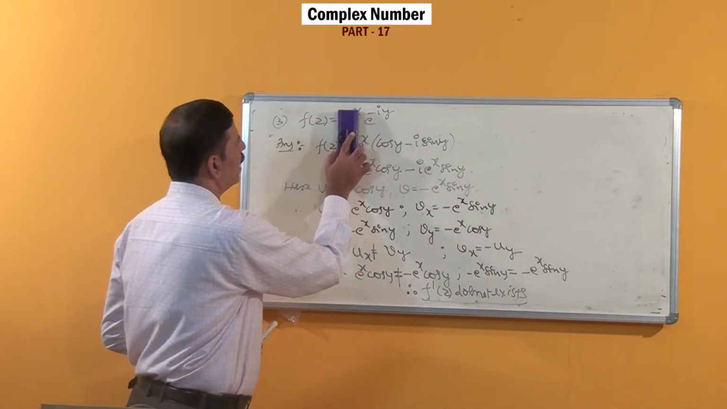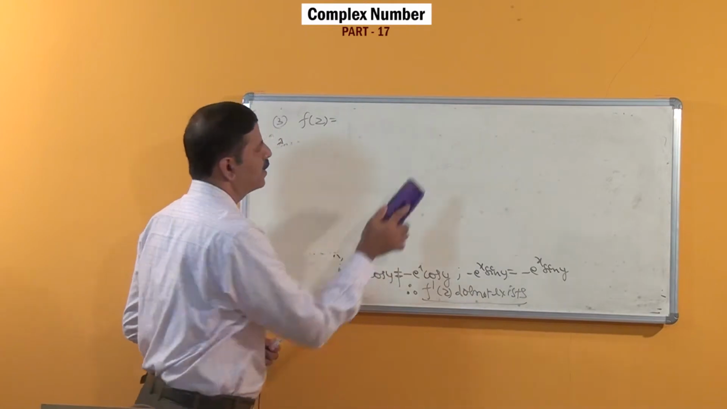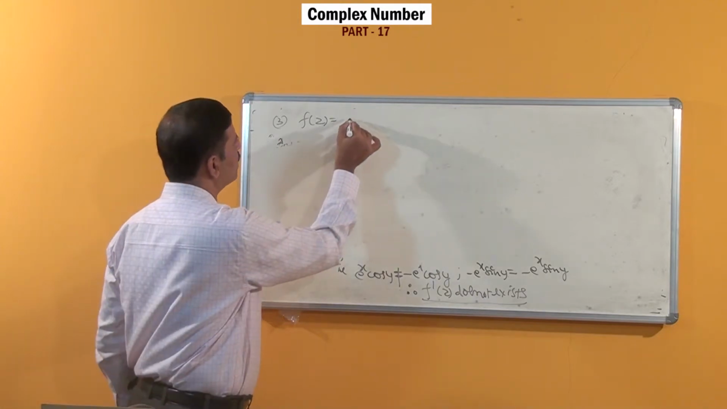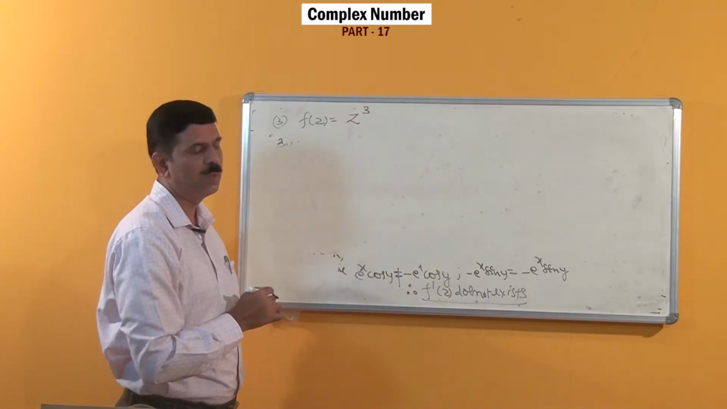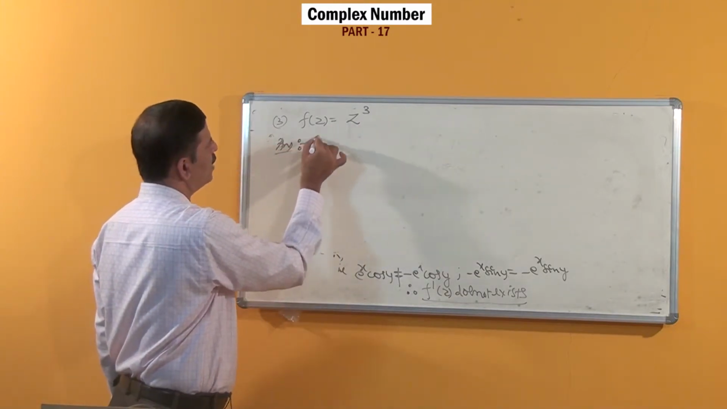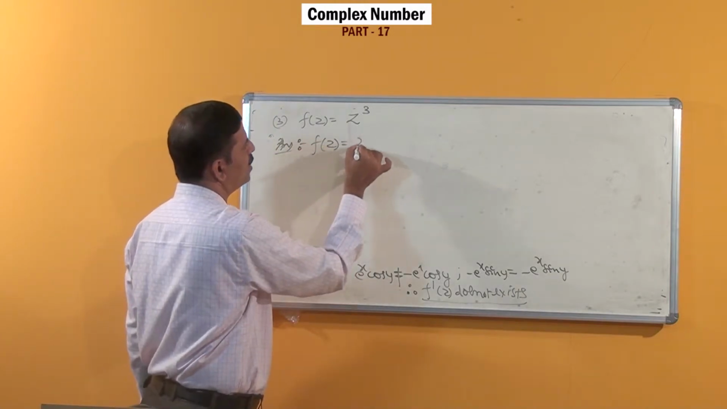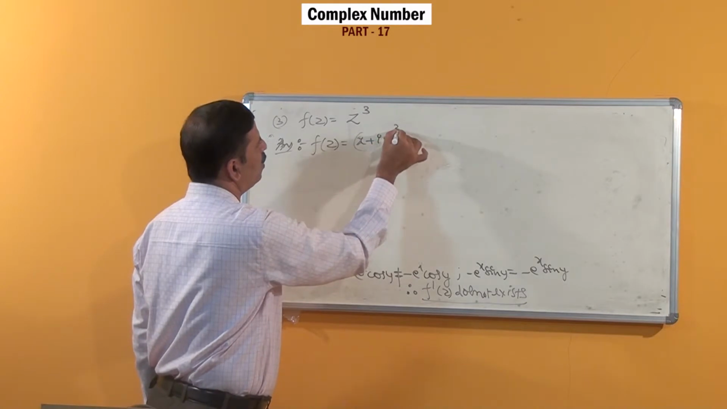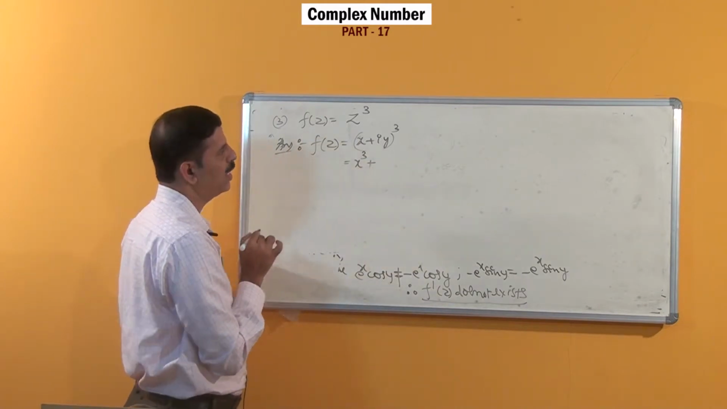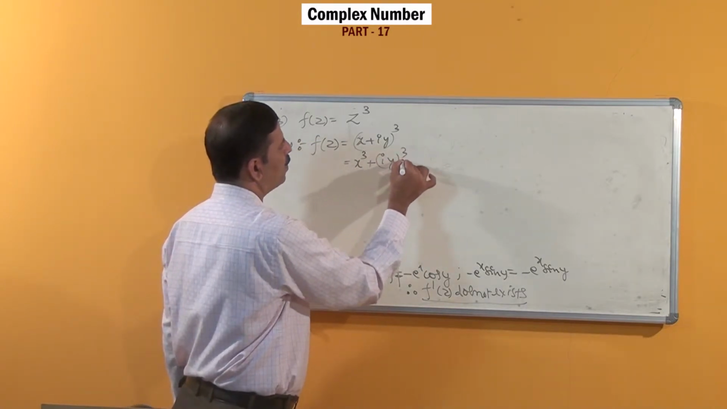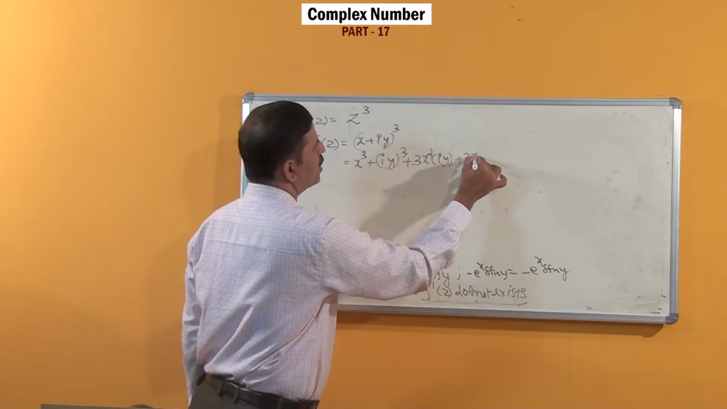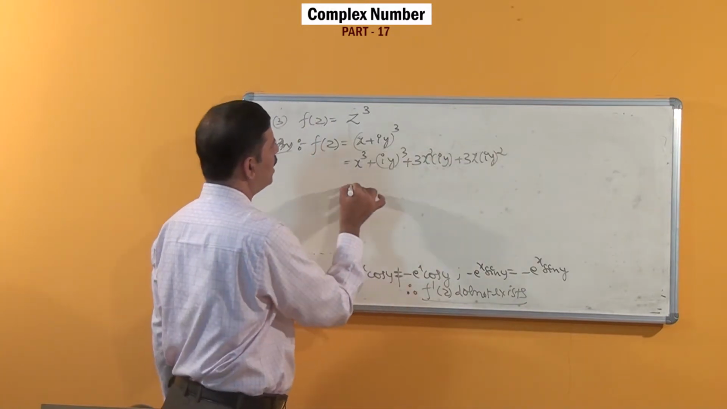Okay. We will observe another problem. This is a very standard one. Take f of z equal to z cube. You have to express it in u plus iv form. What is z cube? Z is x plus iy, whole cube, isn't it? Expanding, that is a cube plus b cube plus 3a square b plus 3ab square.